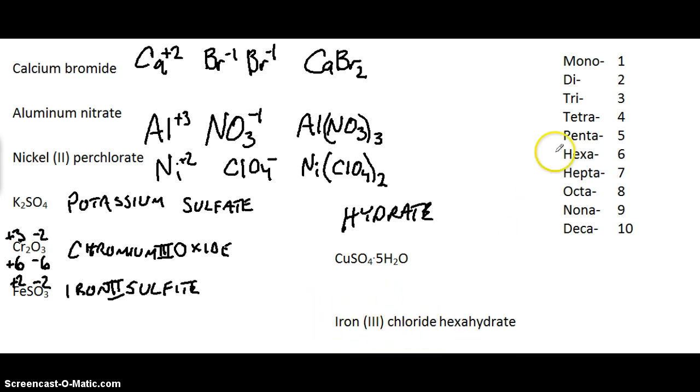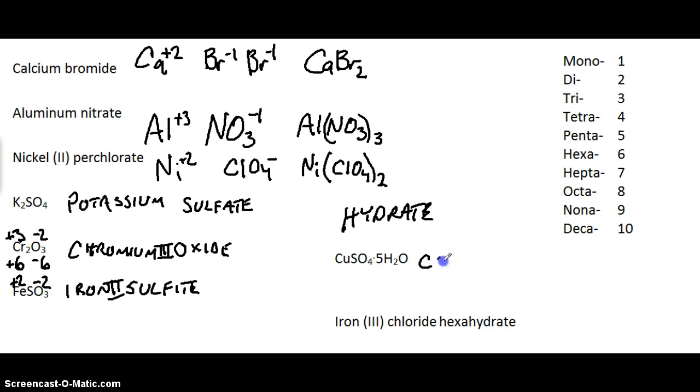The prefixes I use are listed here. You're going to see this both in this video and the next video, because in the next video we're going to be doing binary covalent compounds, and I will use these prefixes for that as well. But I'm going to use these prefixes to simply tell me how many waters are there. So let's just do this one.